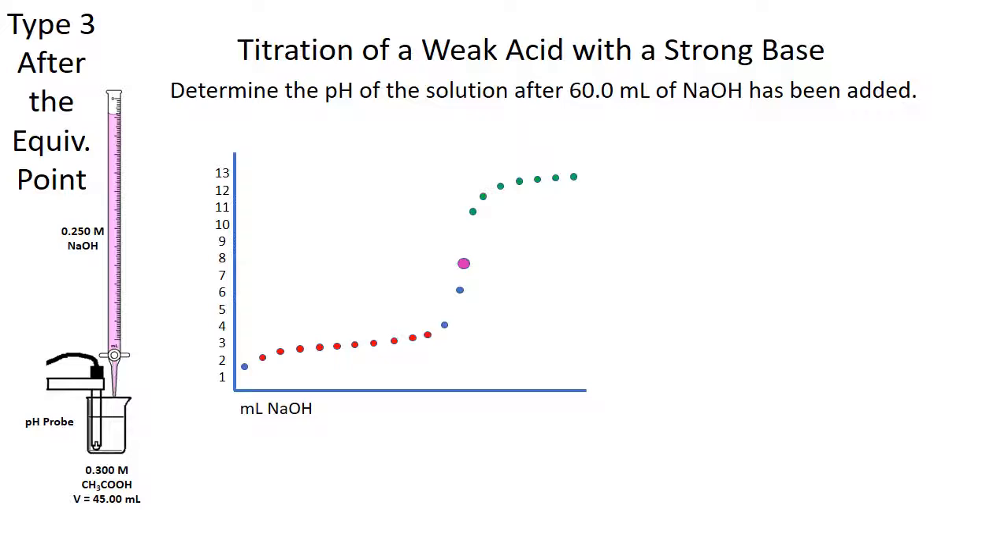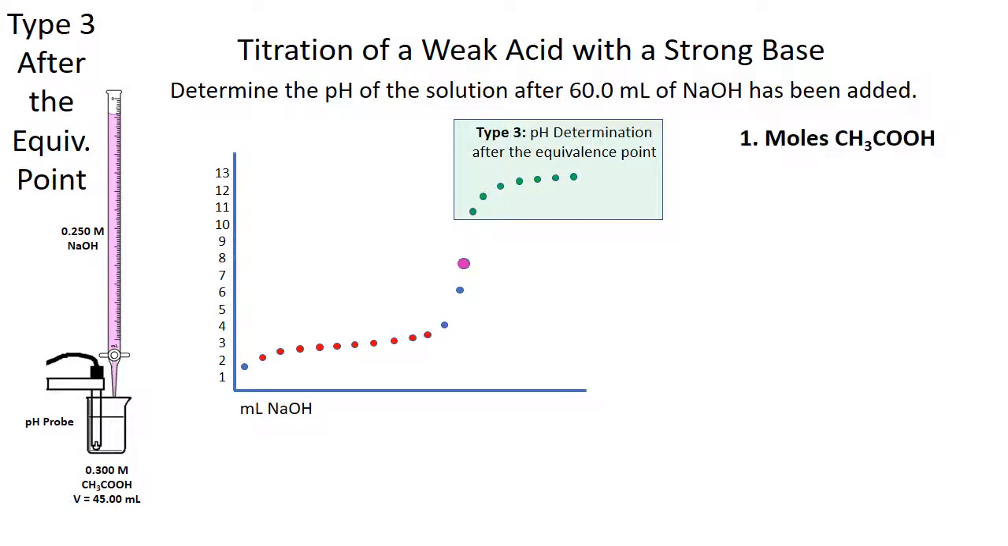In the words of this problem, we're asked to determine the pH of the solution after 60 milliliters of NaOH has been added. The way to start a problem like this is much like we've started problems in the past, and that is to determine the number of moles of original CH3COOH, or acetic acid, that we have present originally, something that we have calculated previously, but we'll do again here. Taking the concentration of the original acetic acid and multiplying by its original volume, we determine that we have 0.0135 moles of acetic acid originally present.